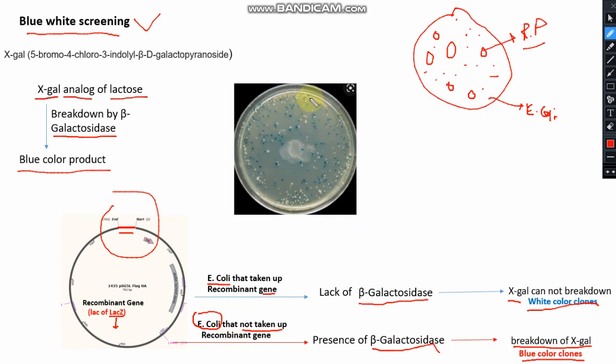So here you see in the picture there are two different colors of clones, the blue color and the white color as well. The white color indicates that it contains our gene of interest, but the blue color does not contain our gene of interest. That's why the color is blue. All right, so this is the main theory behind this blue and white screening.